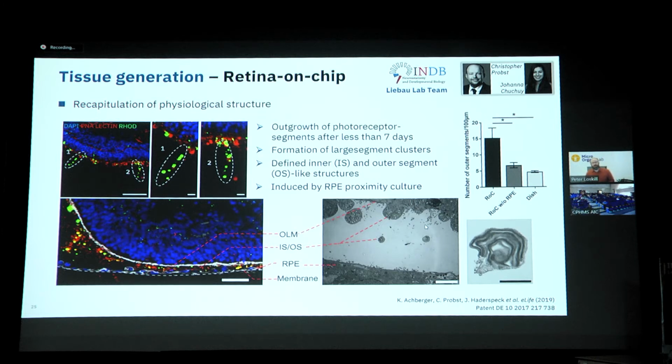And the interesting part was that if you have an organoid in a dish, or if you just place this organoid in the chip without having the RPE, you will also see segment growth. But you have a much higher number of outer segment-like structures, or in general segments, if you have it in a proximity culture to RPE. So you really have an induction of this segment outgrowth by the RPE proximity culture. All right, so that's one example of a building block approach.